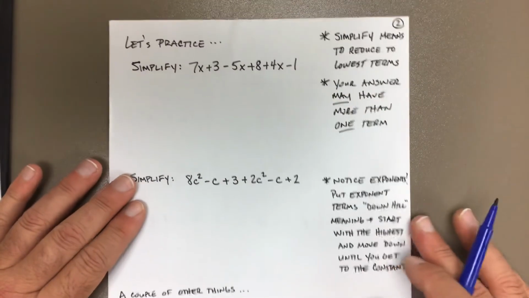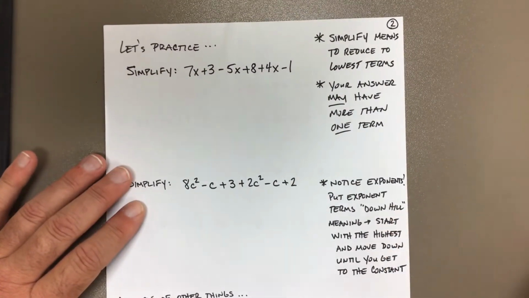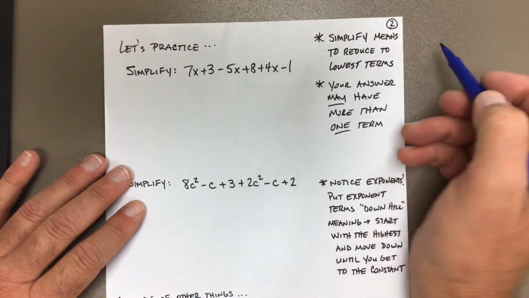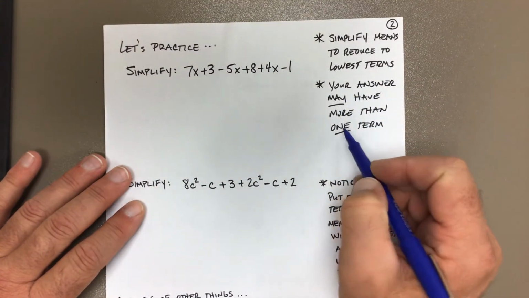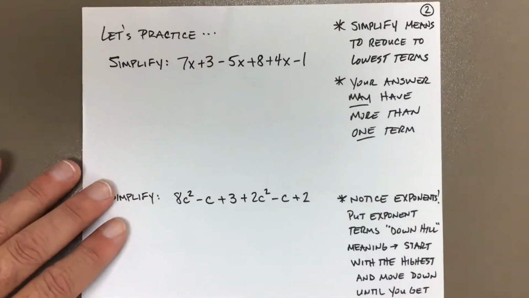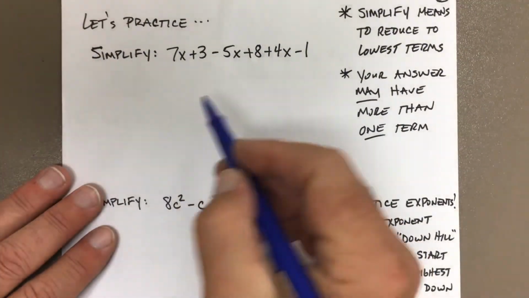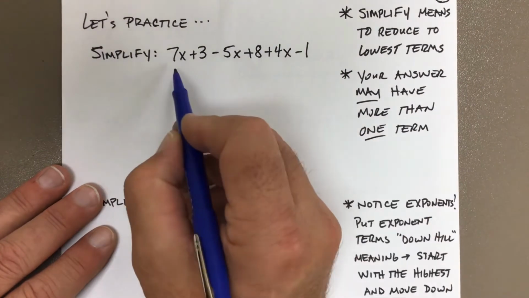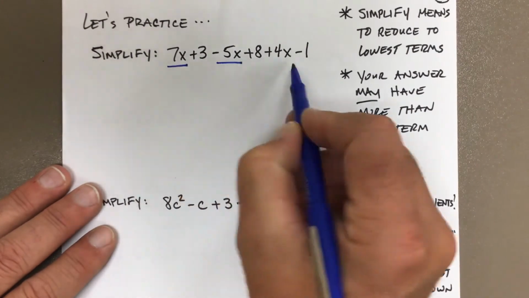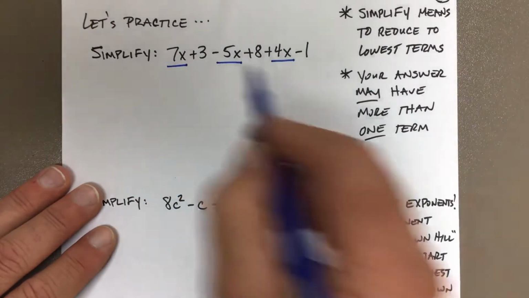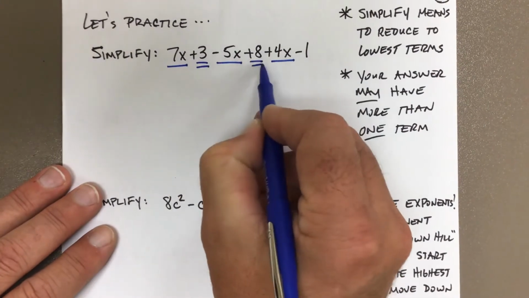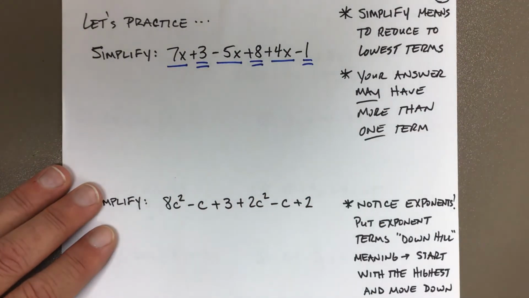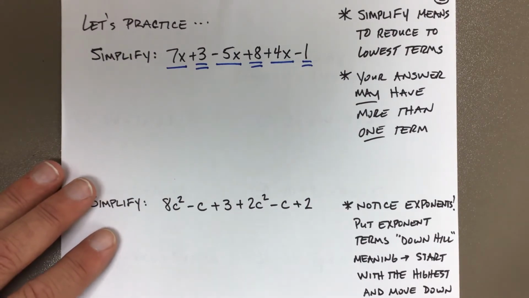If we look at the second page, we're going to simply practice something here. Simplify means to reduce to lowest terms. Your answers may have more than one term. So when we simplify, I would go through and identify the different types of terms that we have. So we have an x term, an x term, and an x term. And then I have a constant term, a constant term, and a constant term. I do this to make sure that I understand which ones go together and which ones don't.